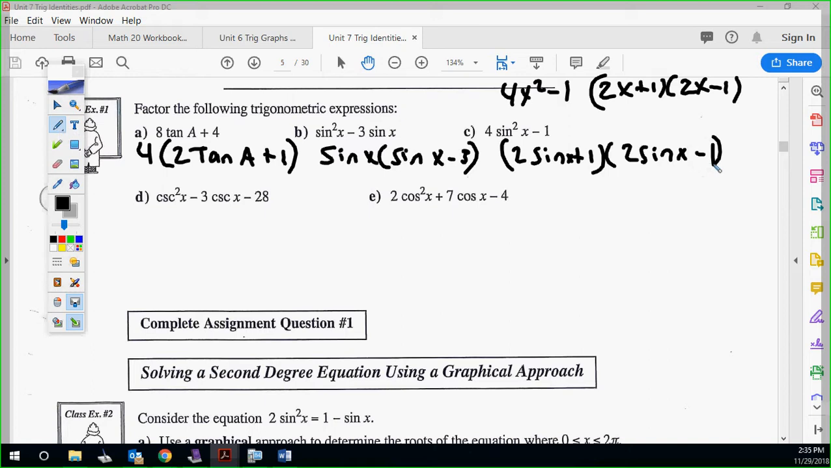Third one, it has that trinomial look, so you're doing factors. What factors of 28 are 3 apart? 7 and 4, and then it's a negative 7. So then you go cosecant x minus 7, cosecant x plus 4.